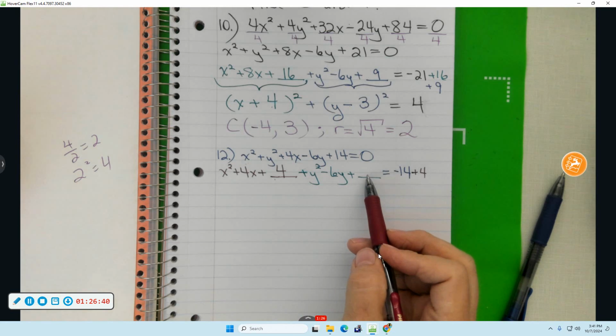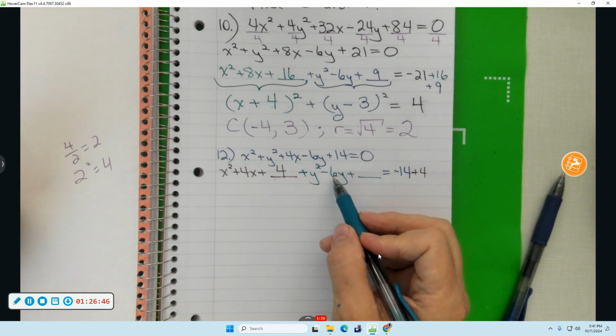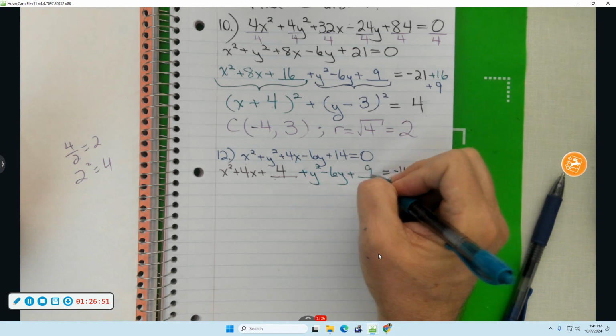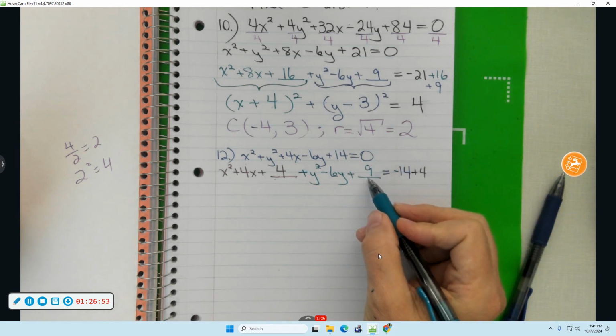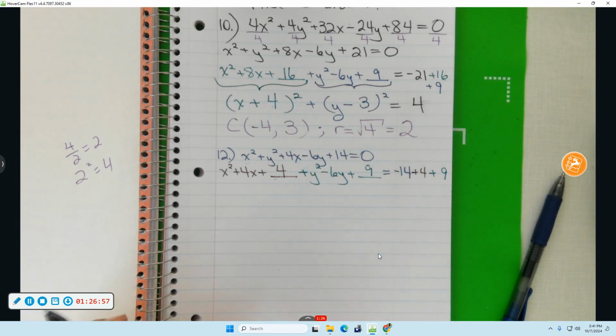What number are we going to add beside y squared minus 6y? I agree. 6 divided by 2 is 3. 3 squared is 9. So I put 9. If I add 9 pounds to the left side, I better add 9 pounds to the right side.